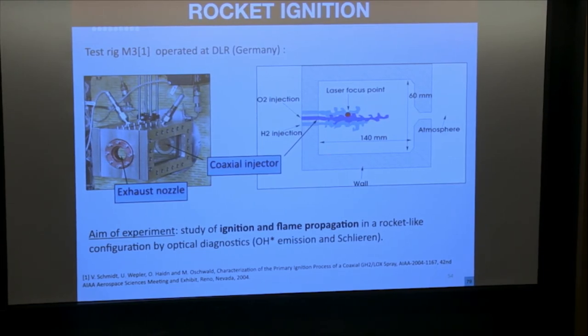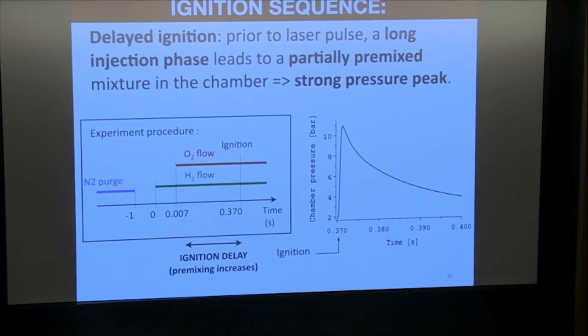And the important thing about rocket engines is to realize that you don't just ignite them. You have to be careful about how you do that. You have a long ignition sequence. You start by purging everything with nitrogen, you don't want anything left. Then after that, you start injecting H2 for a certain time, then you start injecting O2, and then at some point you ignite. Okay? And if you don't do it in the right way, you blow up the engine.